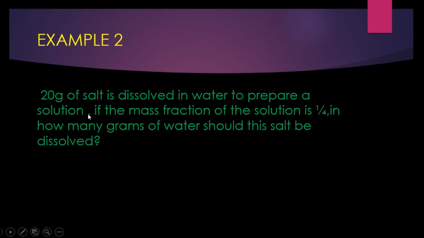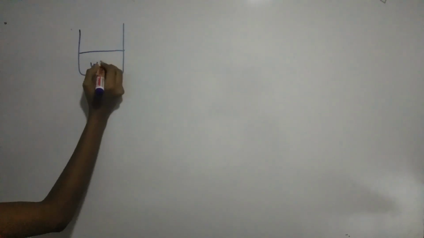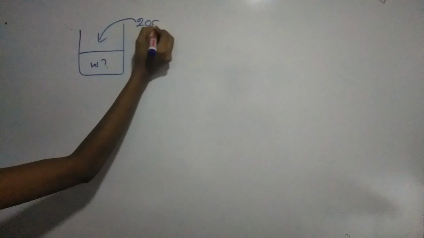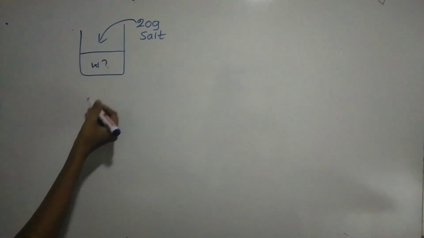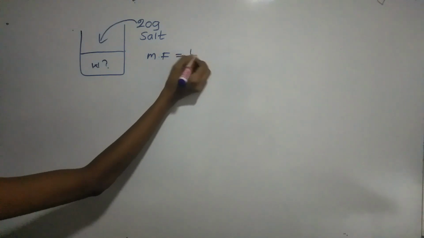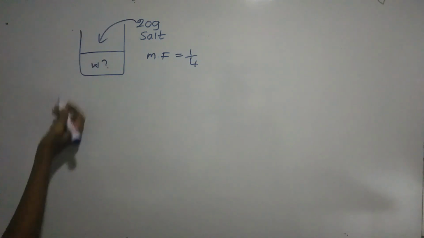Example 2. This is a little different from the first one. 20 grams of salt is dissolved in water to prepare a solution. If there is a certain amount of water, we don't know how many grams. We are adding 20 grams of salt into this. And they have given us the mass fraction of this as 1/4. They are asking us to find the mass of water.